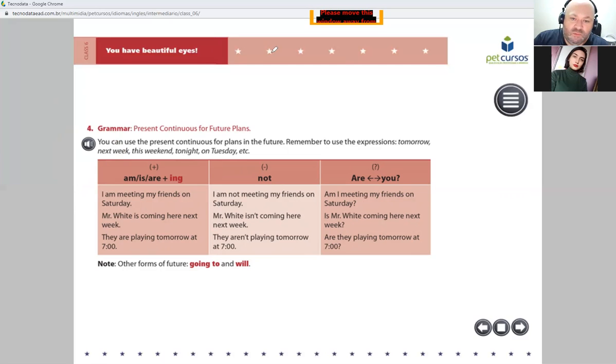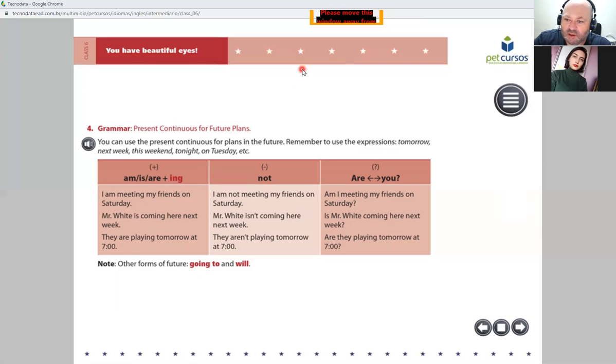You can use the present continuous for plans in the future. Remember to use the expression tomorrow, next week, this week, tonight, or Tuesday. On Tuesday, né? Any day of the week, right? On Tuesday, on Friday. Qualquer dia da semana que você quiser. Any day of the week that you want. So that's it. Basicamente é isso, né?